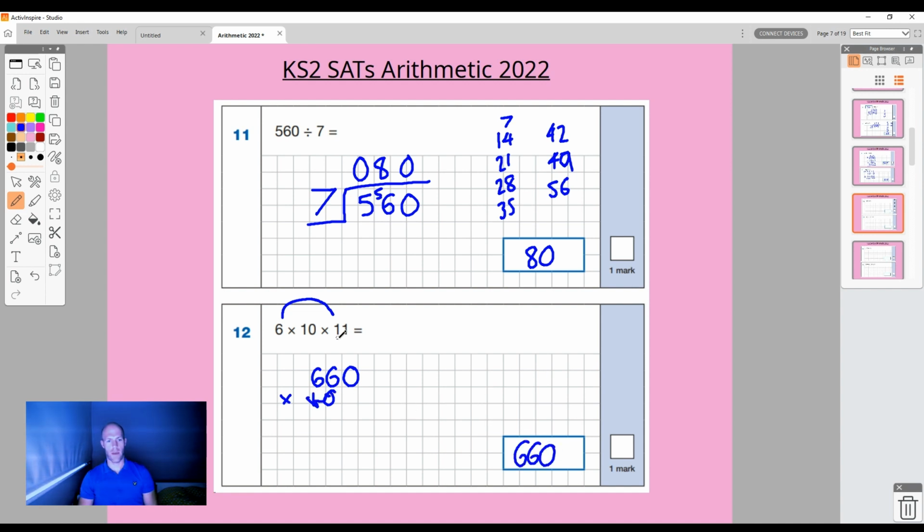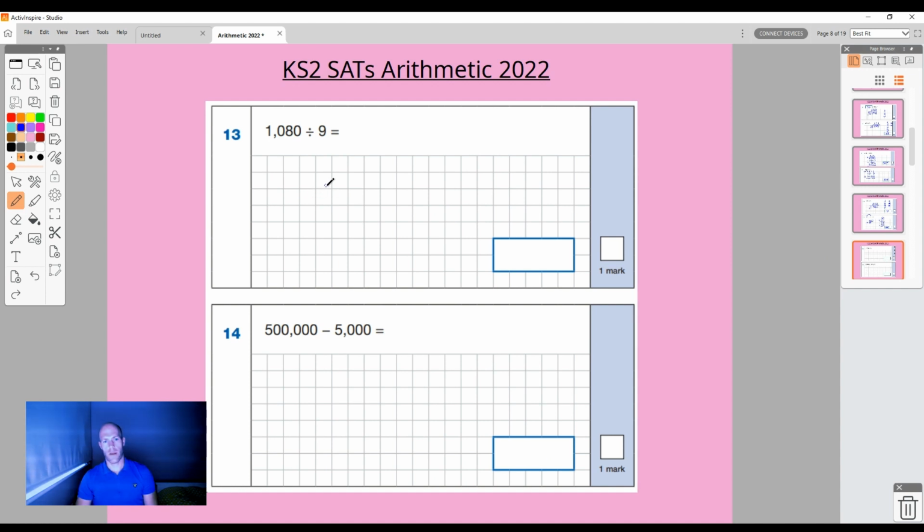If you did it another way, it would make it a little bit more tricky. You'd end up with, say you did 6 times 10 being 60. You need to multiply that by 11. 1 times 0 is 0. 1 times 6 is 6. 0 there. 1 times 0 is 0. 1 times 6 is 6. And then you've got 600 add 60. Same route, but just take a little bit longer.